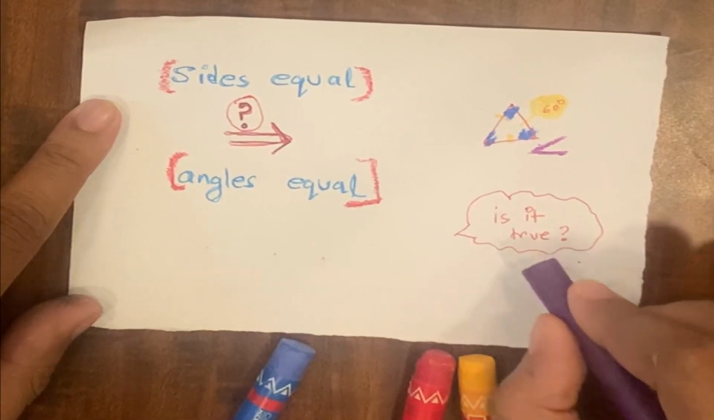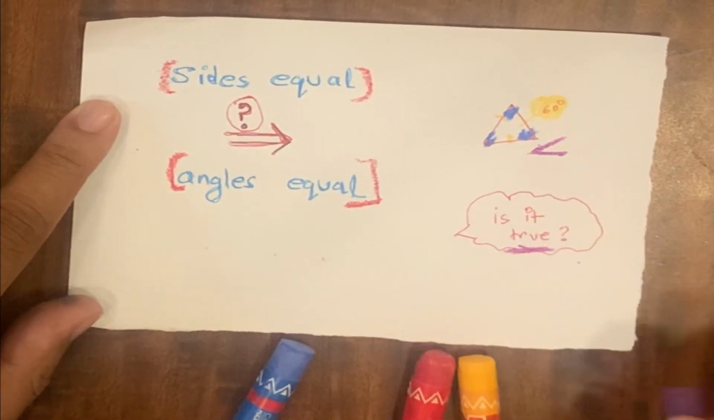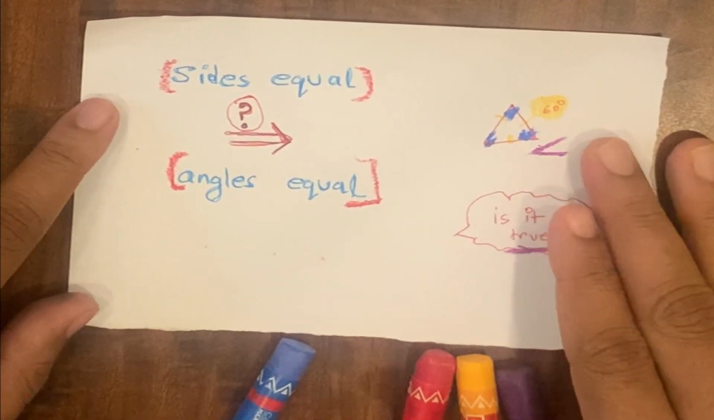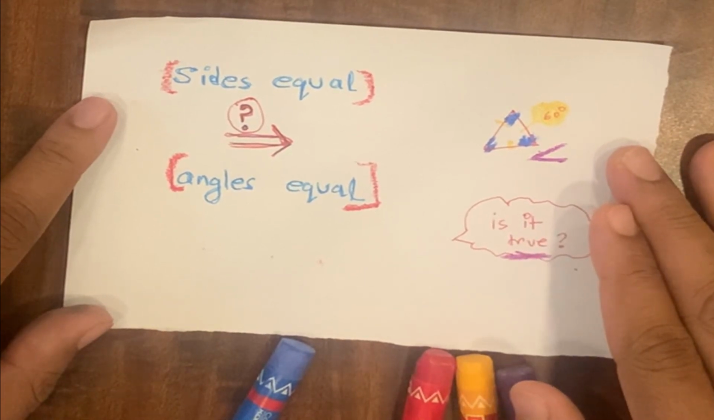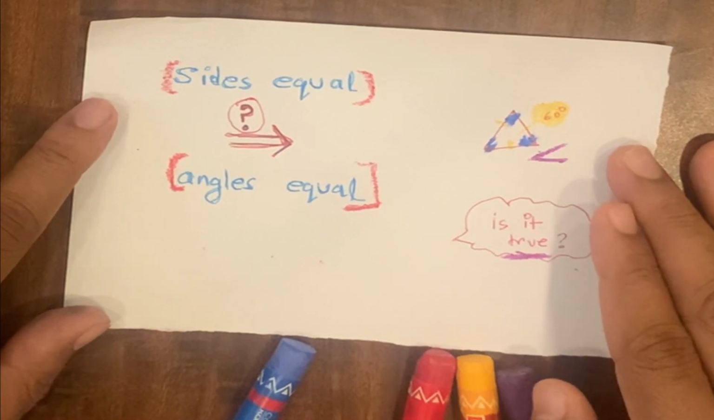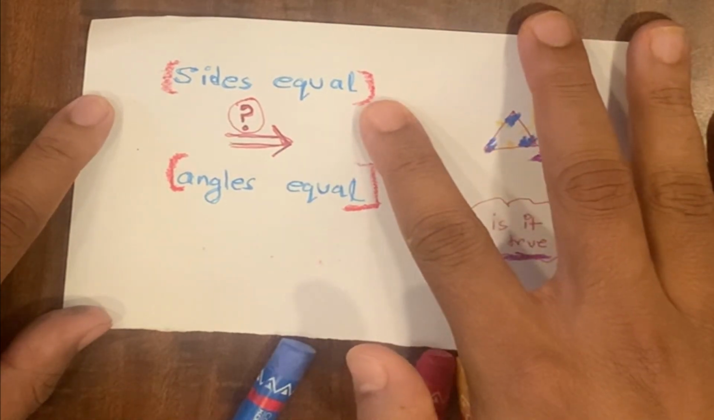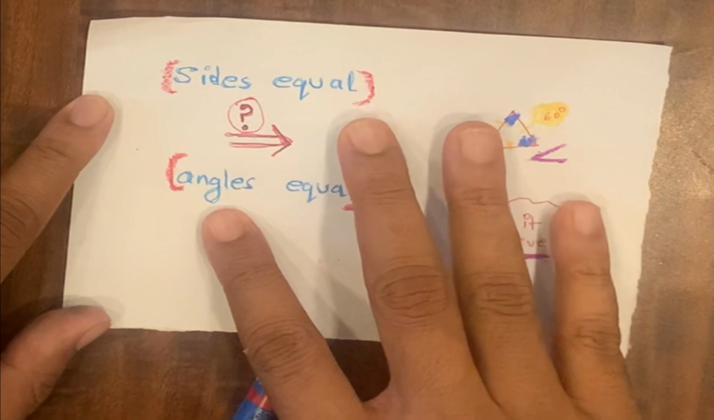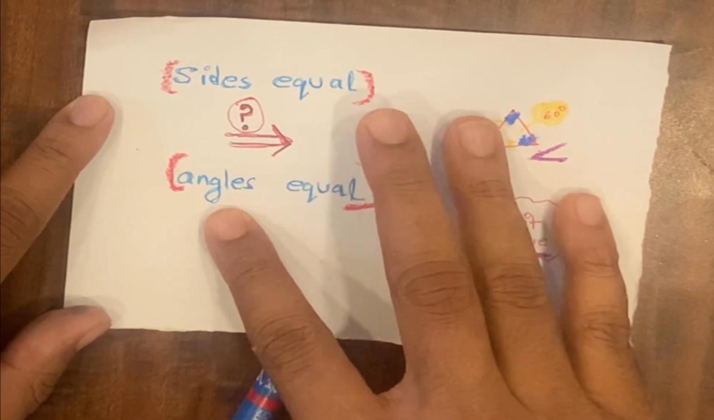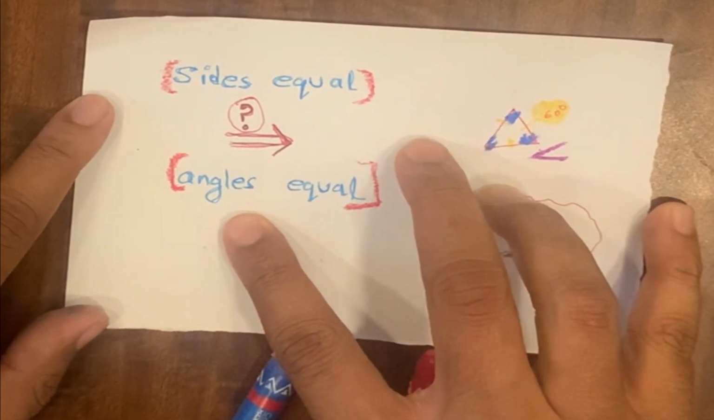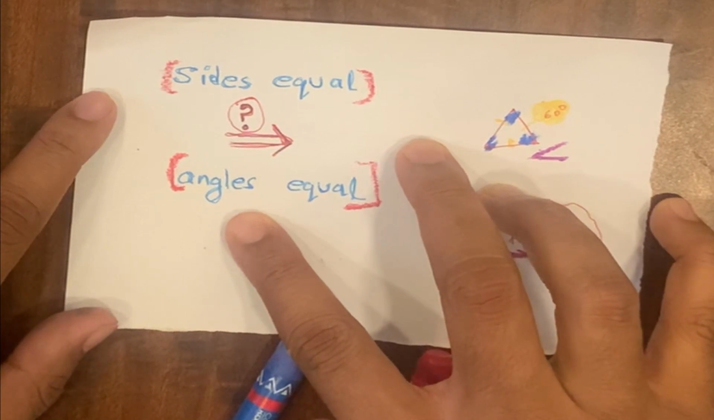But is it true in general? Let's say, is it true for quadrilaterals? Is it true for pentagons? If sides are equal, does it automatically mean angles will also be equal? You can try this and you can put an answer in the comment section.